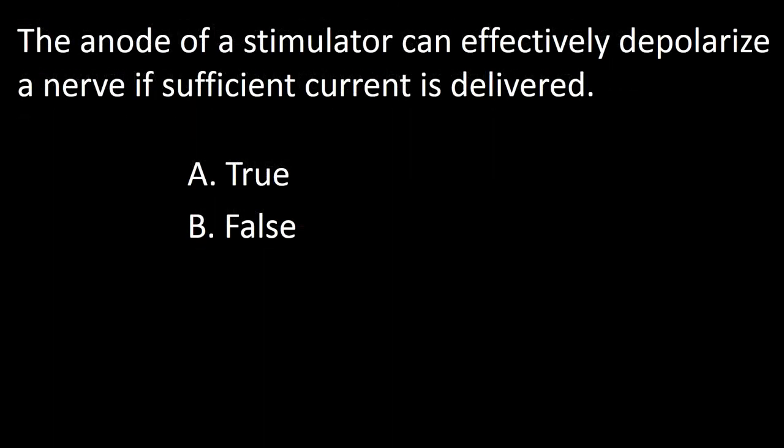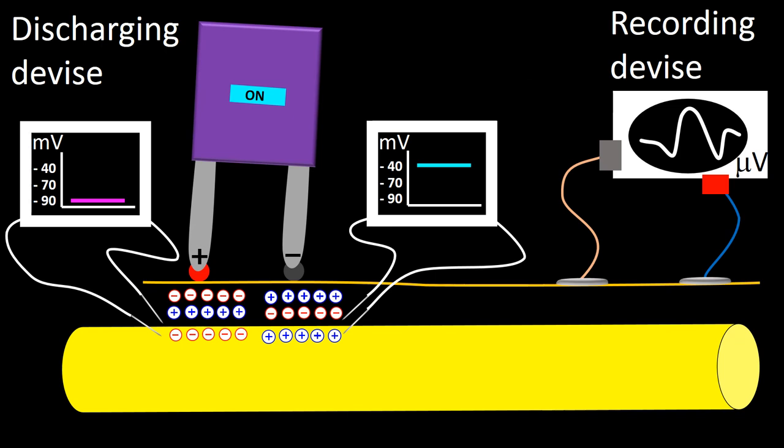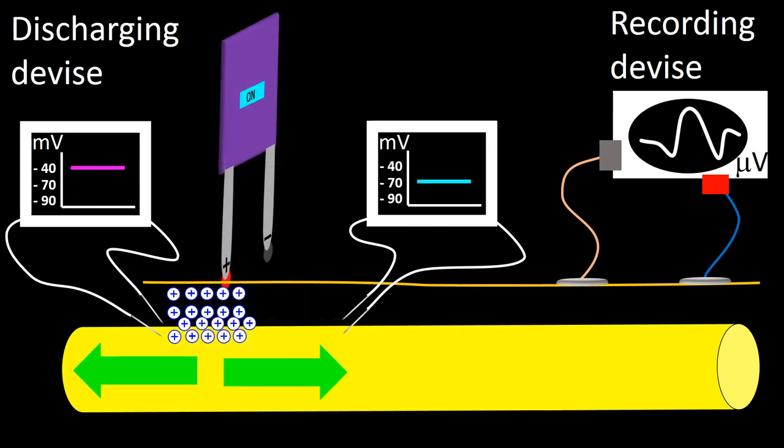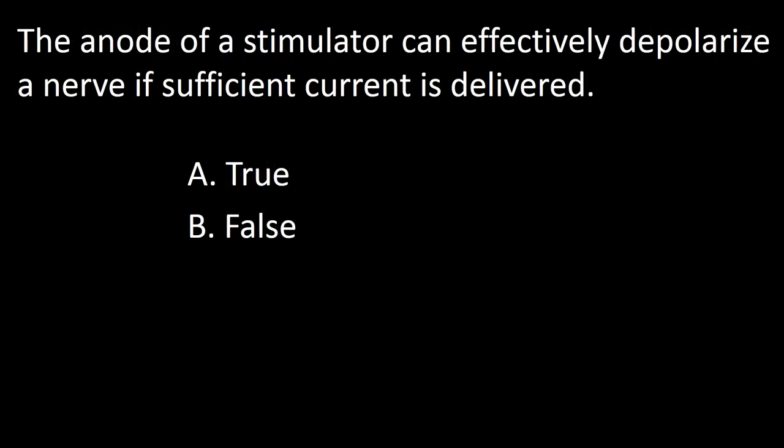Next question. The anode of a stimulator can effectively depolarize a nerve if sufficient current is delivered. A, true; B, false. We already mentioned that anode block does not occur in a clinical setting. Furthermore, an anode discharge strong enough can produce depolarization by unknown mechanisms. One possible explanation is the driving of positive charges into the axon. So the answer to this question is true.